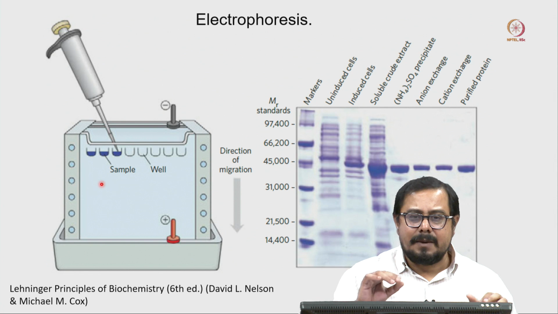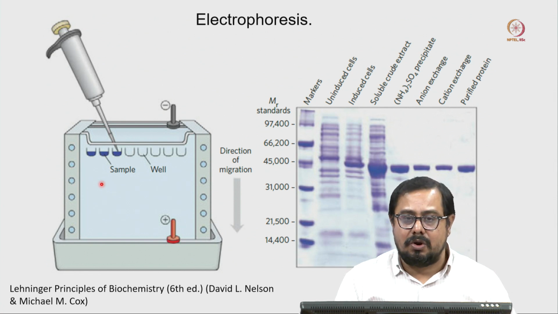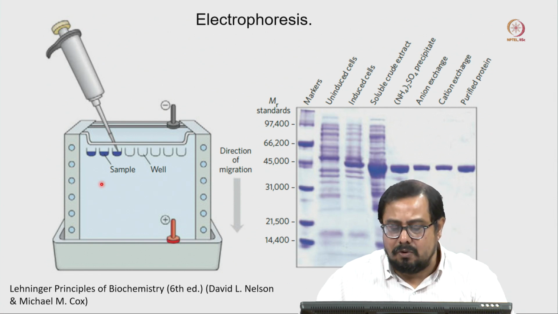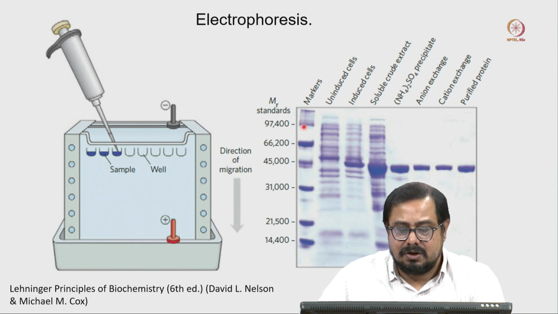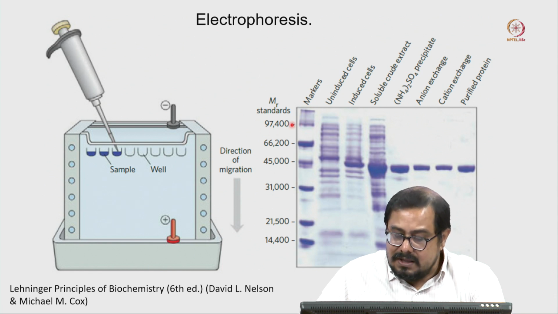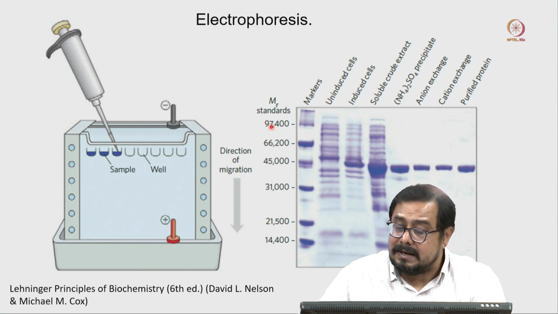If you have a marker protein where you know the molecular weight of that protein, and you load it, you will get the exact size of your protein. Here this is a marker protein where we know the size of the protein and how many protein components are here. In this marker we have a total of 6 components: 14 kilodalton, 21.5, 31, 45, 66.2 and 97.4 kilodalton proteins.